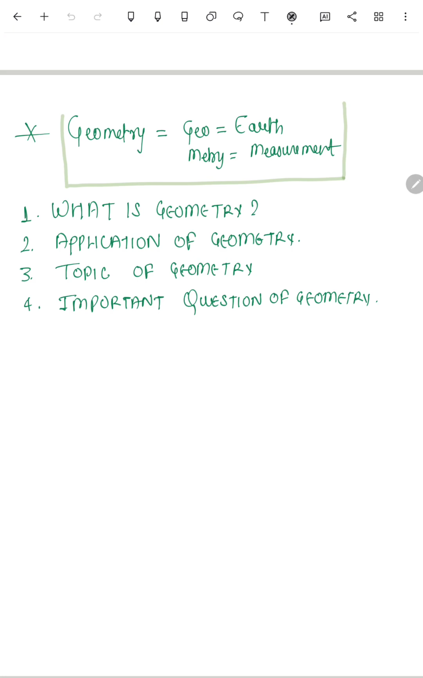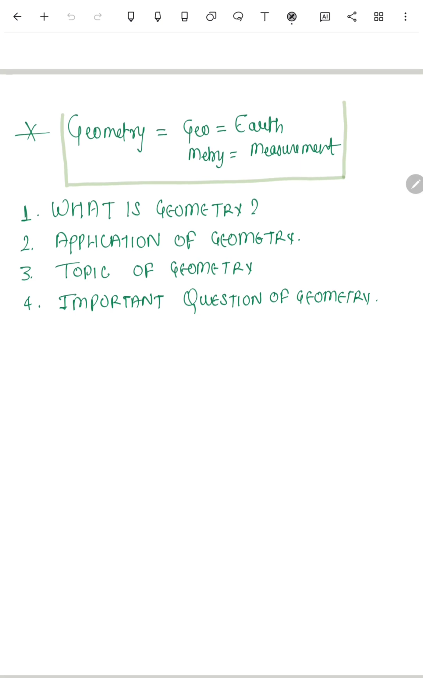What is geometry and why should we study this chapter? Friends, the word geometry is a mixture of two words, geo and metry. Geo means earth and metry means measurement. Geometry tells us all about the figures that exist around us.